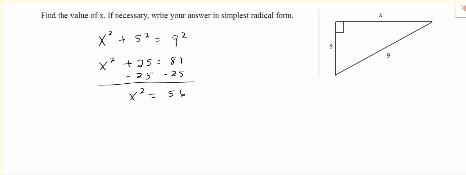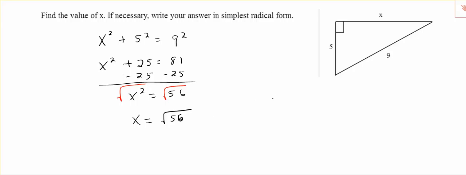Now we want to undo that exponent, the square, by taking the square root of each side. So the square root, that gives us x equals the square root of 56. Now 56 is not a perfect square, but it can be simplified.